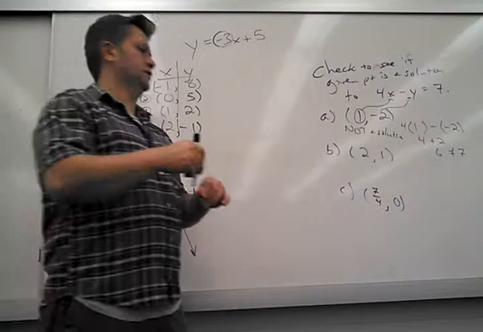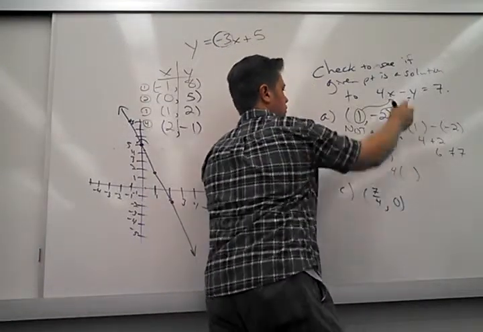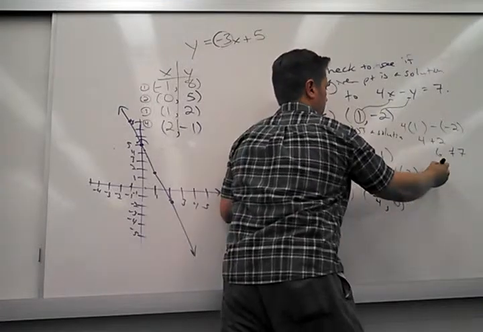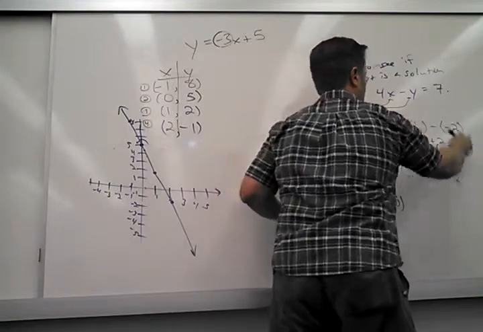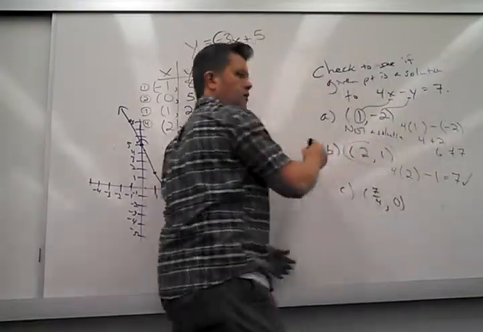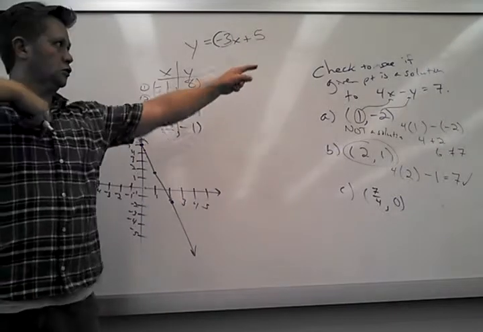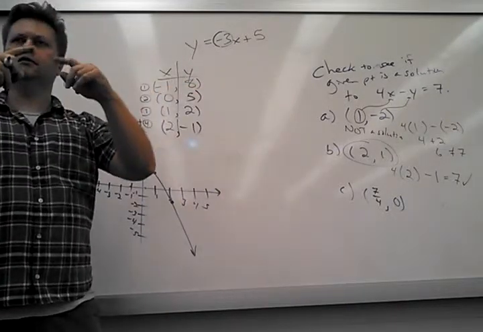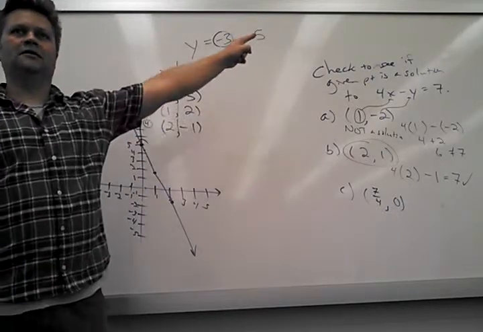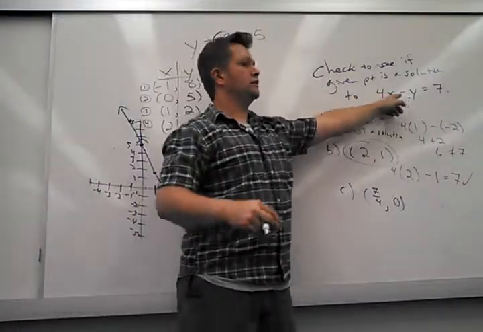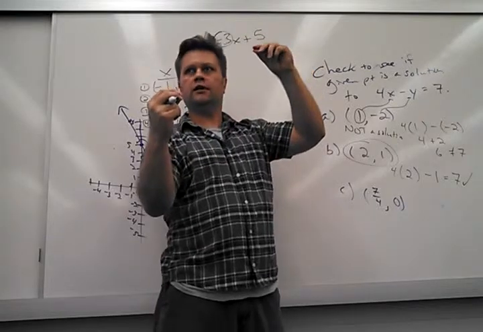So on part B, you have to check it. You would say 4 times 2, the first is x, minus 1 is y. And that is 8 minus 1, which is 7. Check. So 2, 1 is a solution to that equation, and visually, that point would be on the line this makes. That point would be on this line. This point would be off the line.